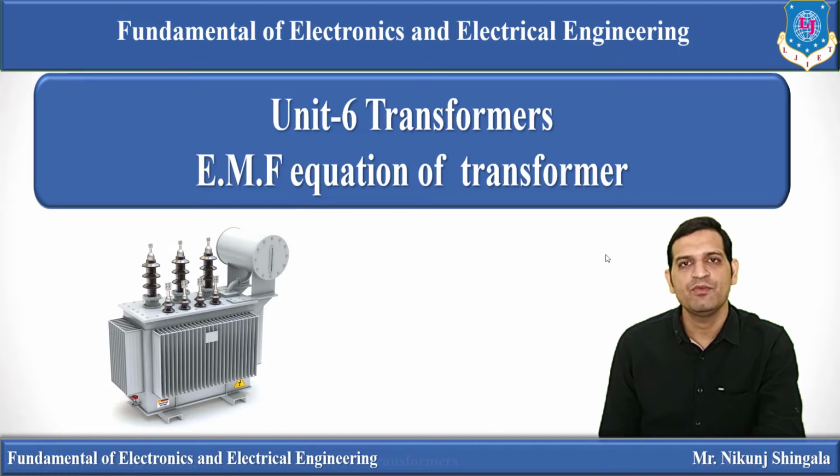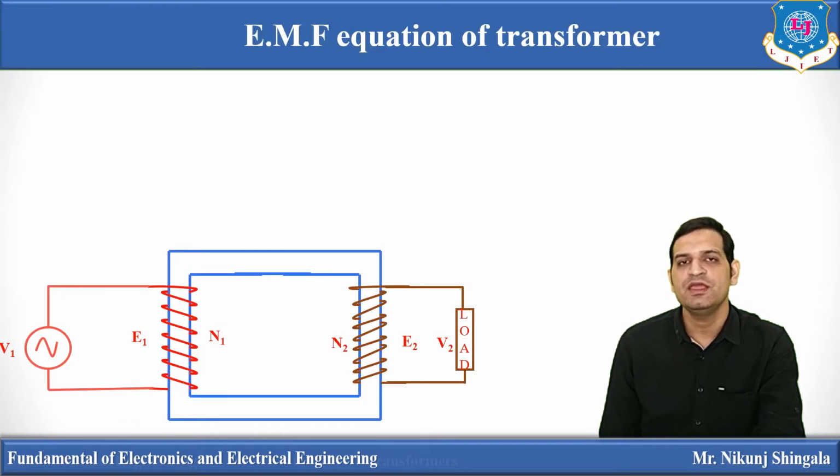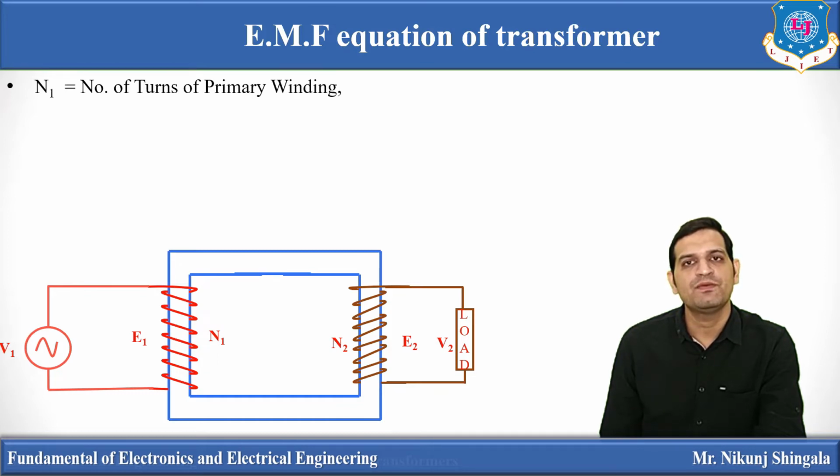The topic that I am going to discuss in this video lecture is the EMF equation of the transformer. So let us start. Here you can see a transformer which consists of a primary and secondary winding. The primary is connected to the alternating voltage V1, and the secondary is connected to the load. N1 is the number of turns of the primary winding, and N2 is the number of turns of the secondary winding.